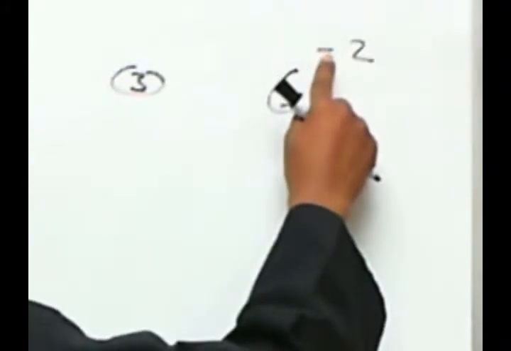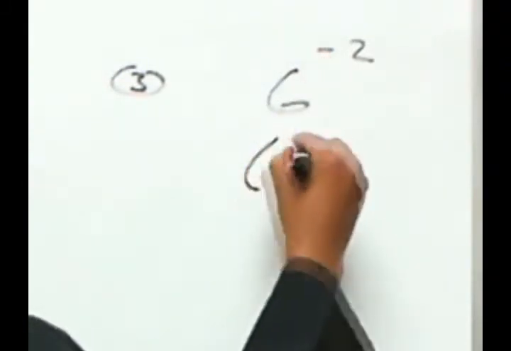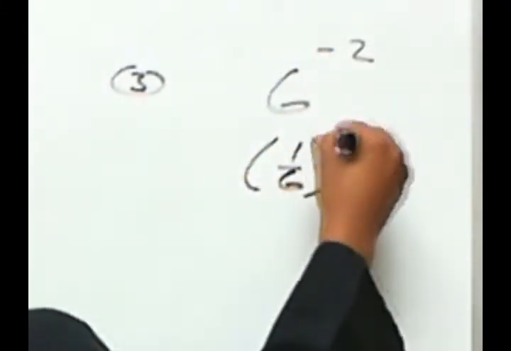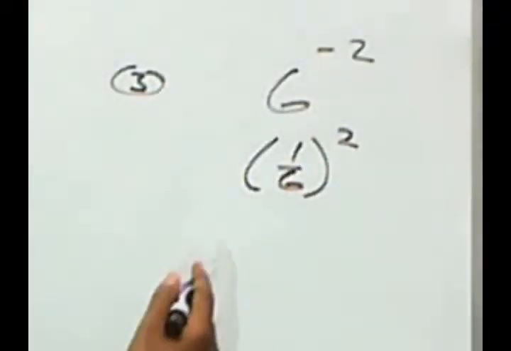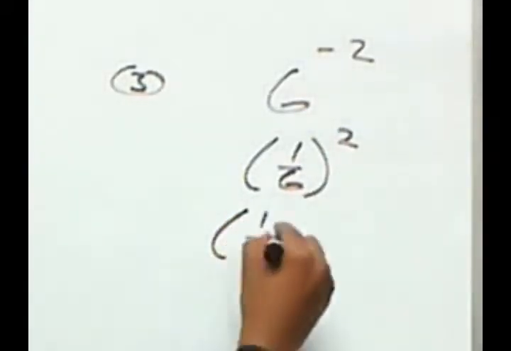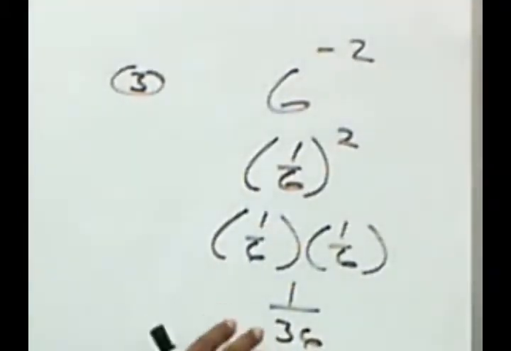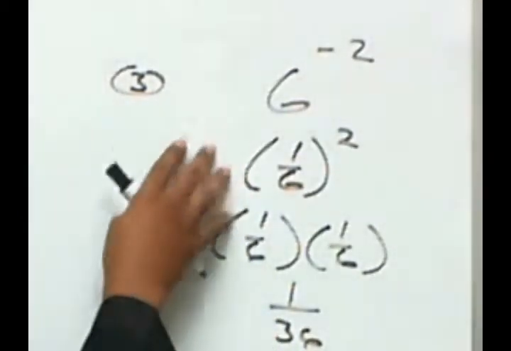Number 3. We have a negative here. We're going to remove that by taking the reciprocal of the base. We'll get 1/6 as the reciprocal to the second power. And now we will expand this into 1/6 times 1/6. 1 times 1 is 1 for the numerator. 6 times 6 is 36 for the denominator. And it makes sense why it's 1/36 using the properties.